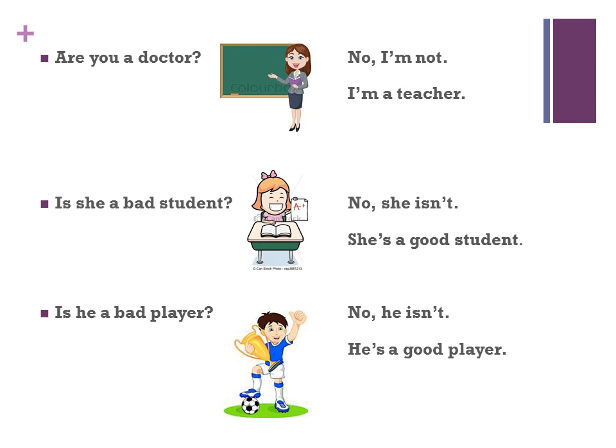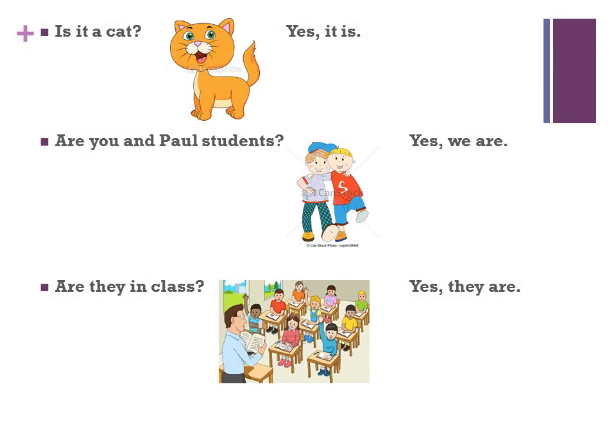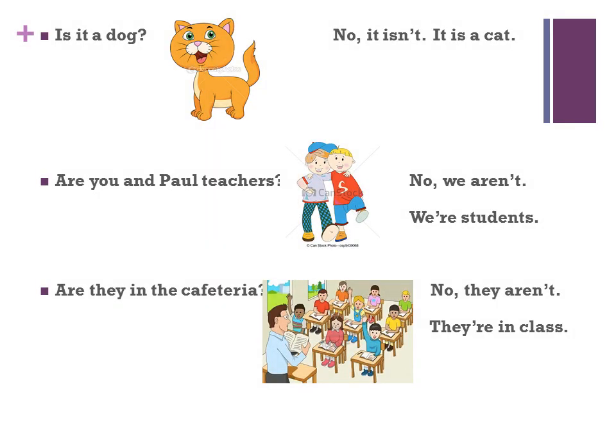So you can see now the difference. Yes, no questions. Is he a bad player? No, he isn't. He's a good player. Is it a cat? Yes, it is. Are you and Paul students? Yes, we are. Are they in class? Yes, they are. Is it a dog? No, it isn't.